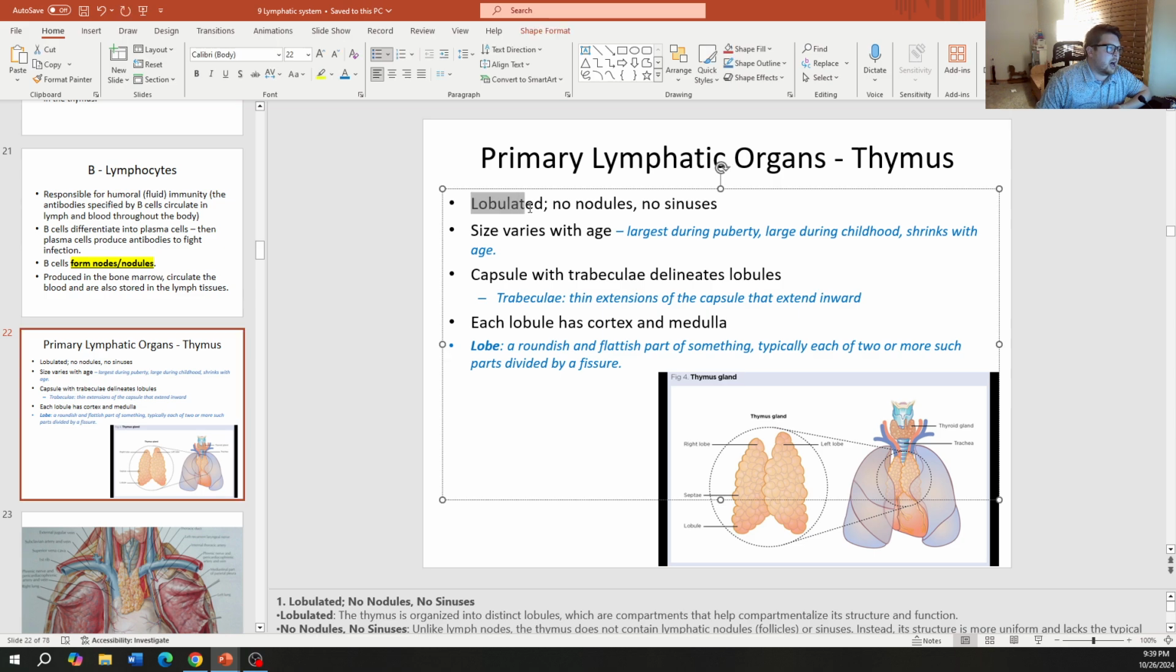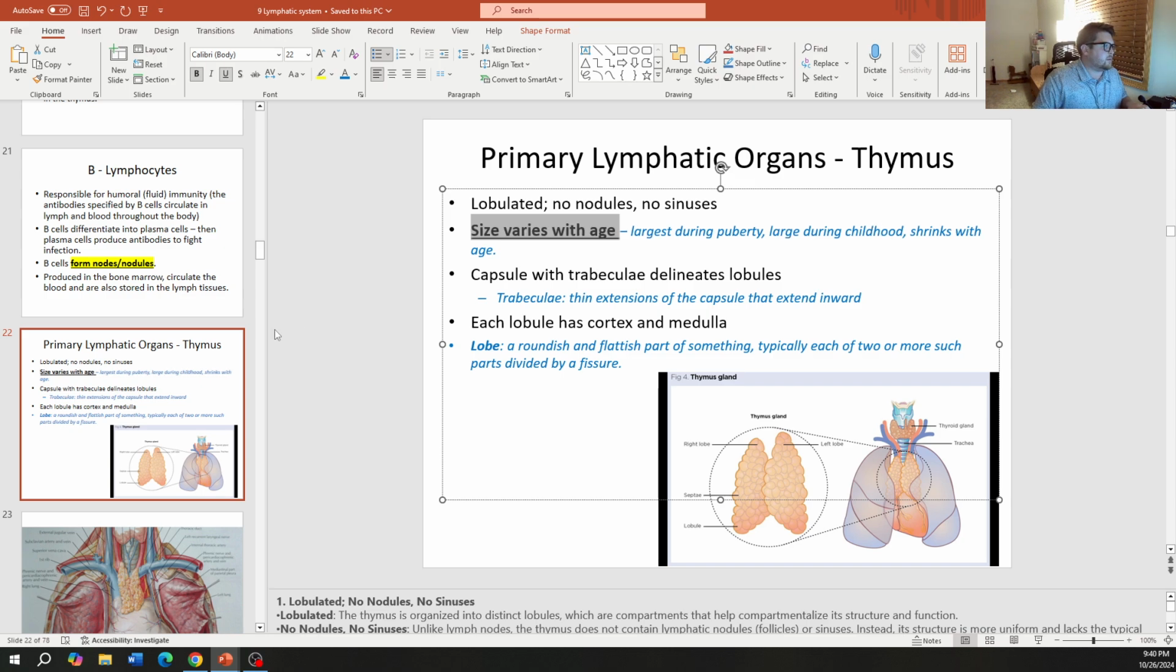It is lobulated. Lobulated means that it just has lobes. Okay, so there's kind of two lobes. There's a right lobe and a left lobe. There are no nodules on it, so nothing kind of poking, sticking out. There are no sinuses on it either, so no indentations, no storage chunks in there. This will most likely be a test question.